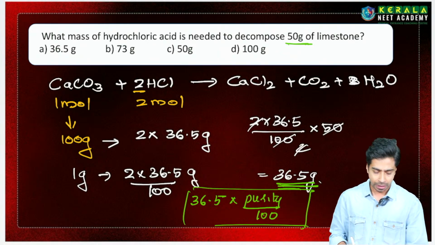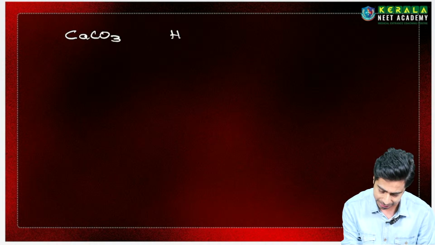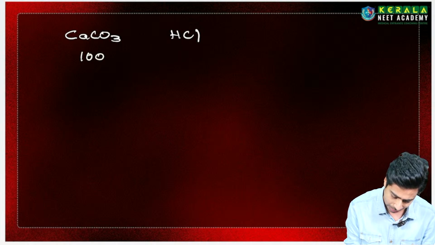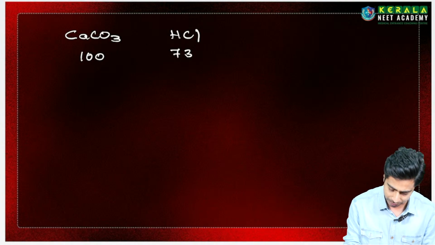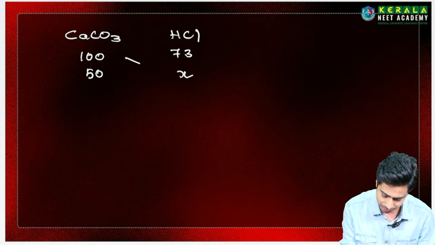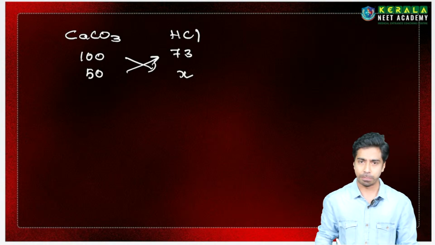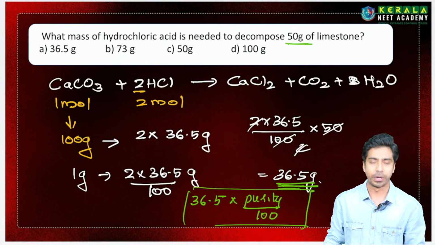divided by 100. Now listen here, in the next case you can also apply a crisscross method. The question is regarding calcium carbonate and HCl. First you write the stoichiometric values: 100 and 73, that is 2 into 36.5. For 50 gram, or whatever weight is given, you can take it as X. You cross multiply and find the value, and that will be the answer. We can expect a question from the stoichiometric section, so this will be the answer for this particular question.